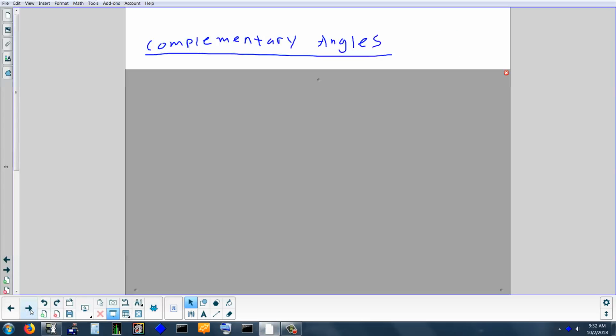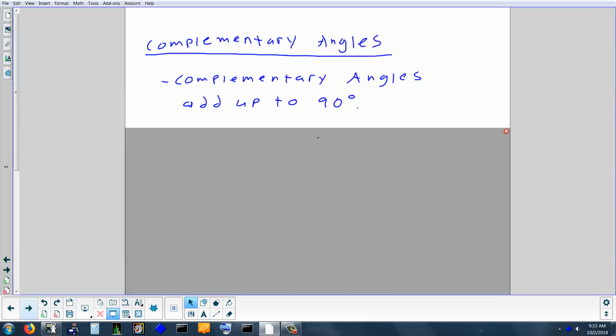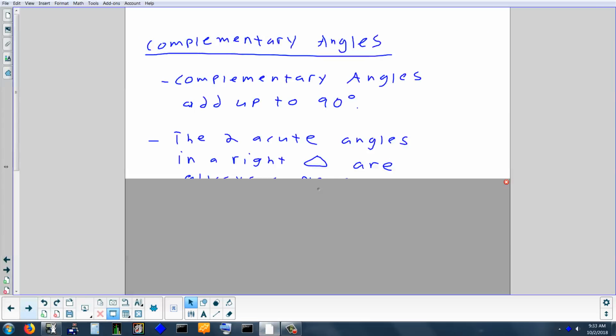Complementary angles. Anyone remember what those are? Is it like 90? Like supplementary is 180? Something about 90. Yeah, what about 90 though? The sum of two angles? The sum of two angles that add up to 90 degrees. Okay, so that's what it means if their angles are complementary.